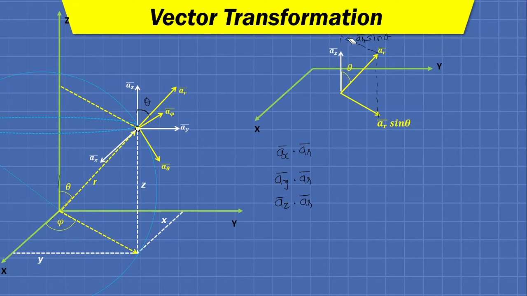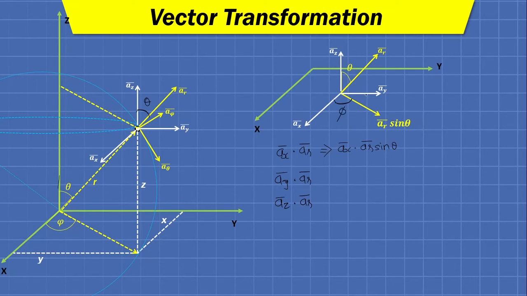Let us remove these unwanted lines. So the projection of this ar bar, that is the base vector in the spherical system, on xy plane will be ar sine theta. Now we will visualize the angle with x and ar sine theta. So ax bar dot ar bar will be calculated as ax bar dot ar bar sine theta. Now this angle, as you can see, is phi.